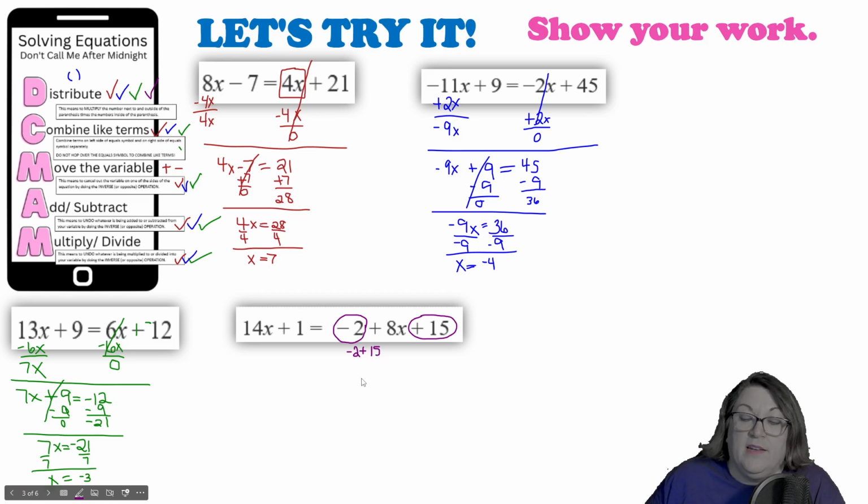And what is negative 2 plus 15? Well, that's 13, right? So I'm going to, ooh, my 13 looks strange. That's a 13. Okay, so I'm going to rewrite this equation. Now I have 14x plus 1. And on this side, now I have an 8x and a positive 13 because I combined these two together.